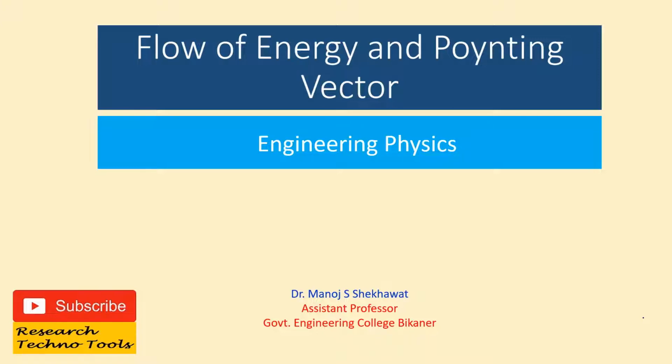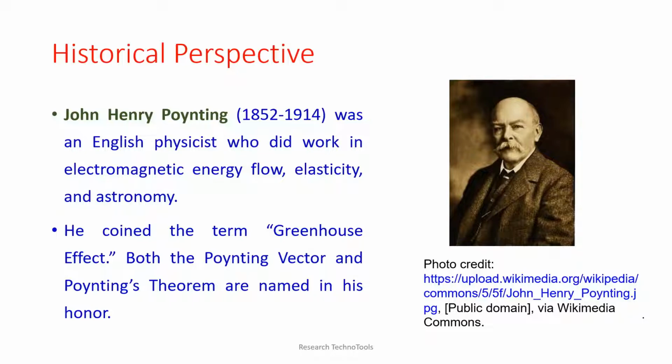Today we will discuss the flow of energy and the Poynting vector. John Henry Poynting was an English physicist who did work in electromagnetic energy flow, elasticity and astronomy. He coined the term greenhouse effect. Both the Poynting vector and Poynting theorem are named in his honor. He gave the Poynting theorem in 1884.